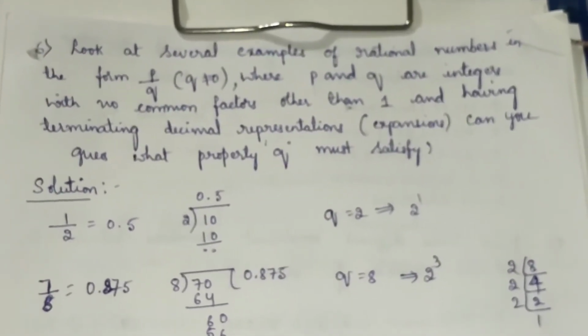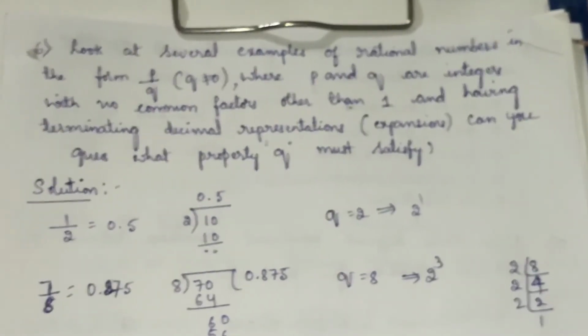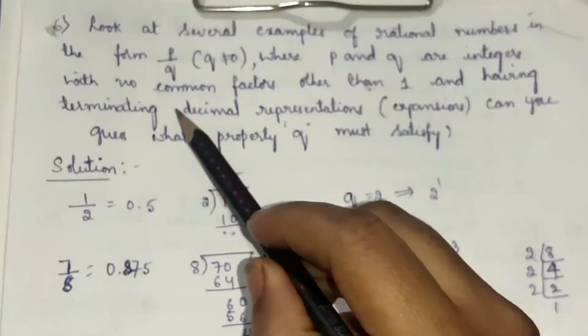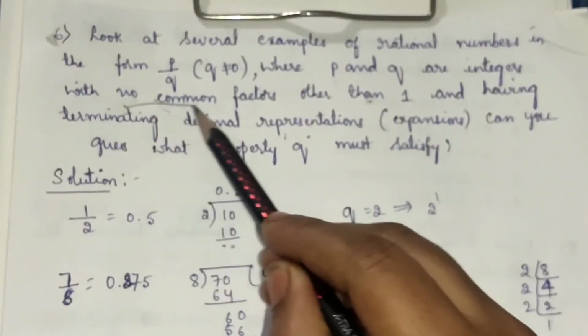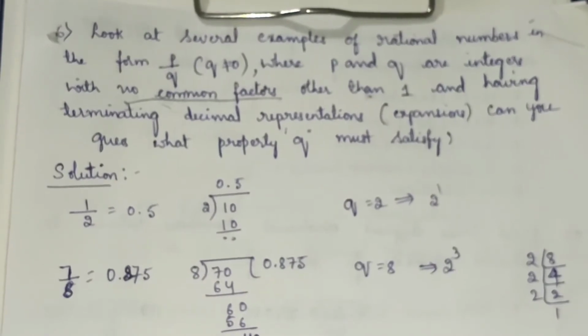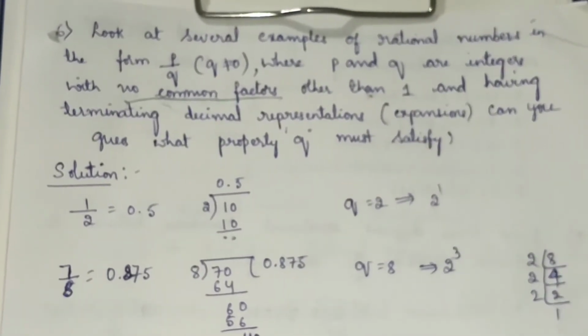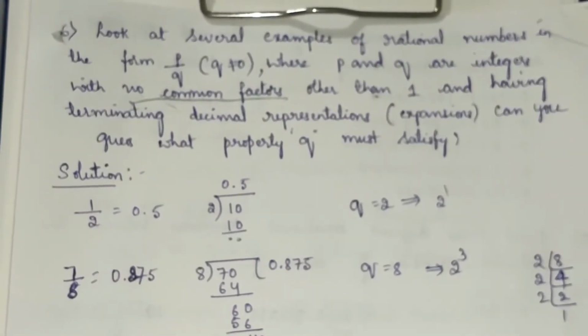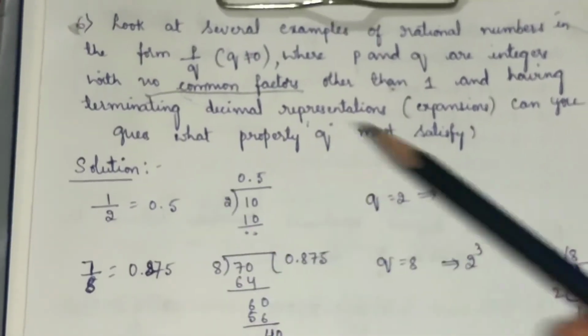You have to take the rational numbers which are in the form of p by q and there is a condition. The condition is with no common factor. There should not be a common factor for both p and q other than 1. You can take any examples and you have to test for the property of q.